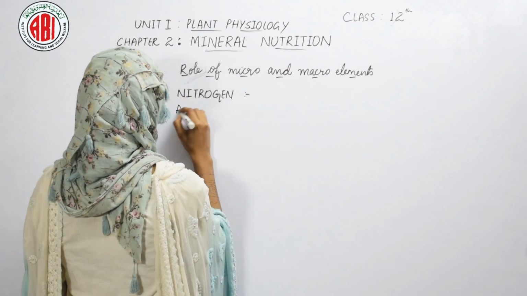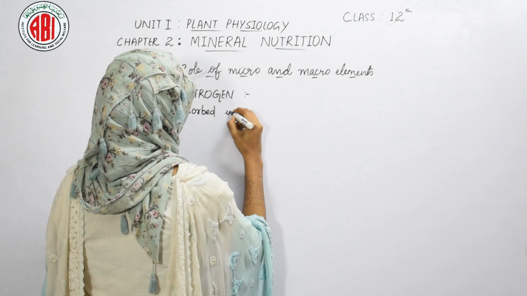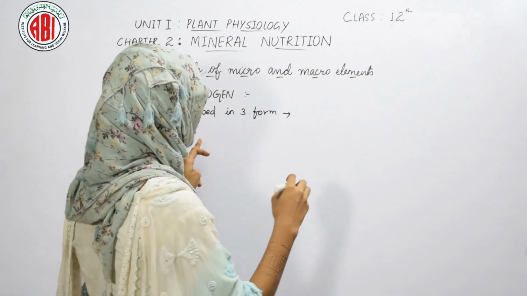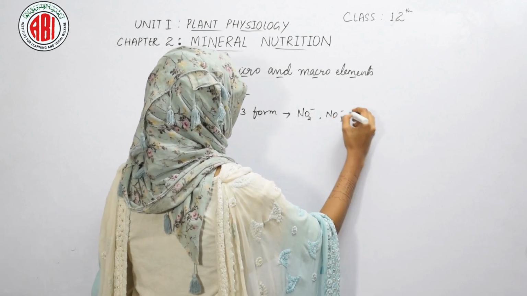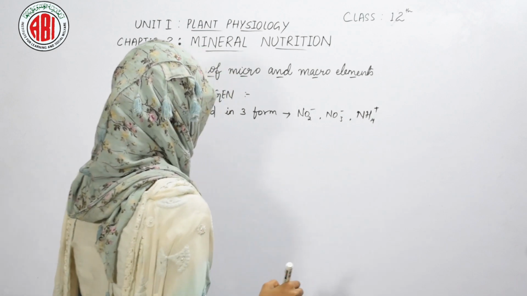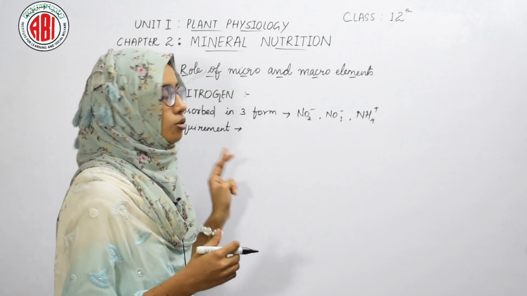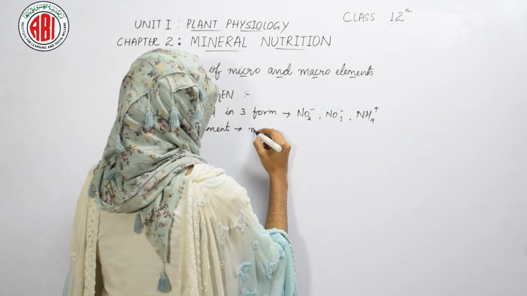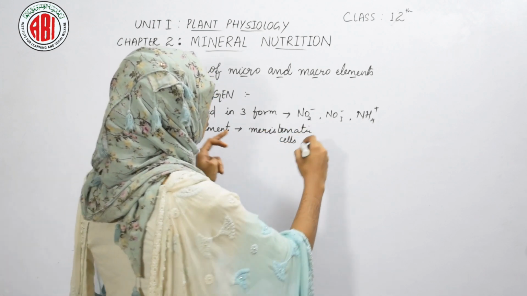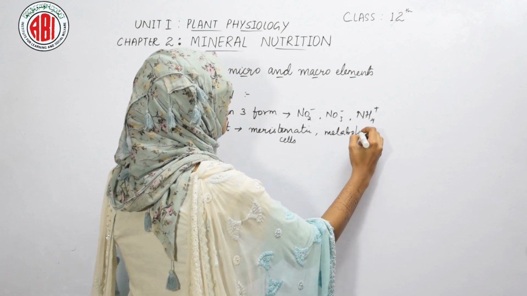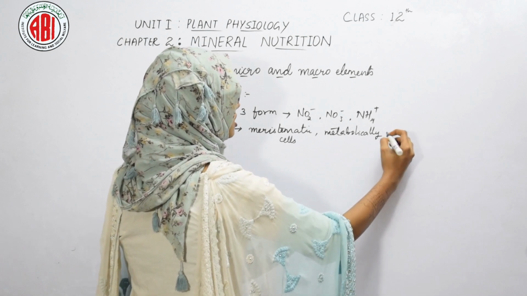So the first is absorption. Nitrogen is the macro element which is absorbed in three different forms: either as nitrates, nitrites or as ammonium salts. The next is requirement, where this element is required. Nitrogen is required in meristematic cells, which are continuously dividing cells, and also in the metabolically active cells which participate in carrying out the metabolic activities or the process of metabolism.